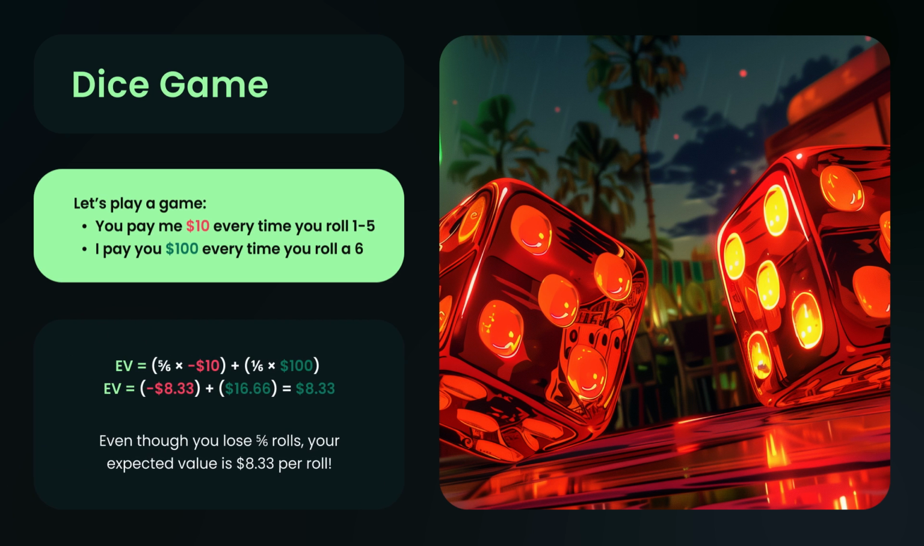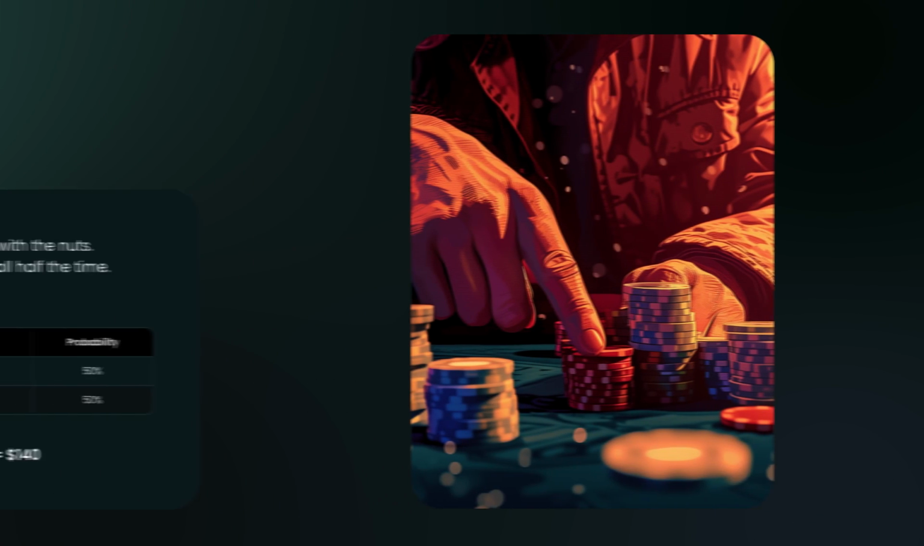So 5/6 of the time, you're gonna pay me $10. That works out to $8.33. And 1/6 of the time, I'm going to pay you $100. That works out to $16.66. Add those together, and we find your expected value is $8.33 per roll. So even though you're going to lose 5 out of 6 times, this is a great game in your favor.